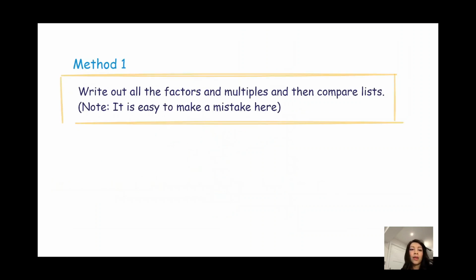So there are a number of different methods that we can use to work out the HCF and the LCM. Method 1 is what I've just shown you, where you write out all the factors and multiples and then you compare lists. However, it's very easy to make a mistake here, especially when you have larger numbers. So what else can we do?